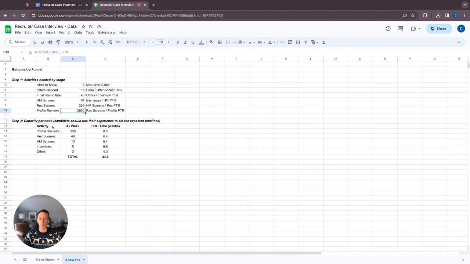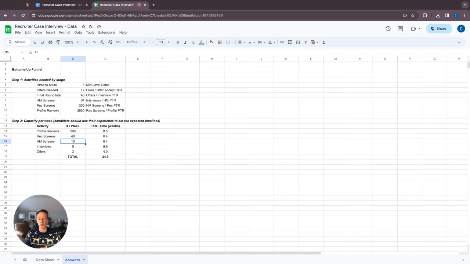The next step in the process is to then tie that back to activities per week to give an estimate of how long it's going to take to fill these roles. Now, this is where we don't really have hard data to share with the recruiter. We actually want them to use their experience to make estimates on how long it's going to take. So in this case, I've made a couple of rough estimates. So assume the recruiter can maybe do 60 profile reviews per day, which is 300 per week. They can potentially do 40 recruiter screens per week. Think of that as 8 per day, so 1 per hour.